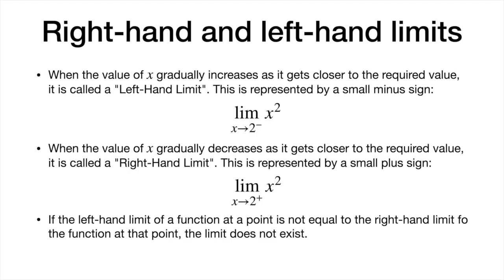Moving on to left-hand and right-hand limits. When the value of x gradually increases as it gets closer to the required value, it is called a left-hand limit. This is represented by a small minus sign. When the value of x gradually decreases as it gets closer to the required value, it is called a right-hand limit. This is represented by a small plus sign. If the left-hand limit and the right-hand limit of a function are not equal at a point, then the limit does not exist.